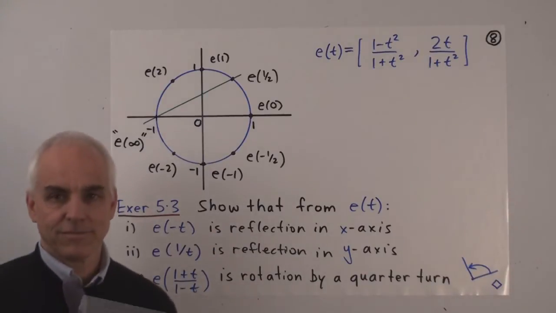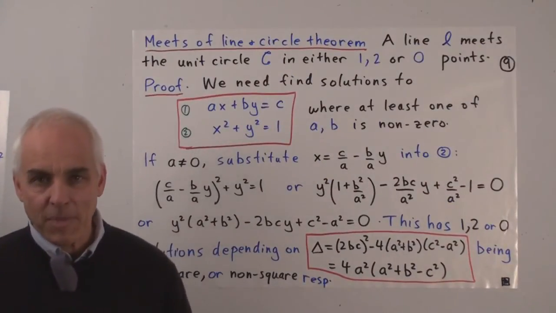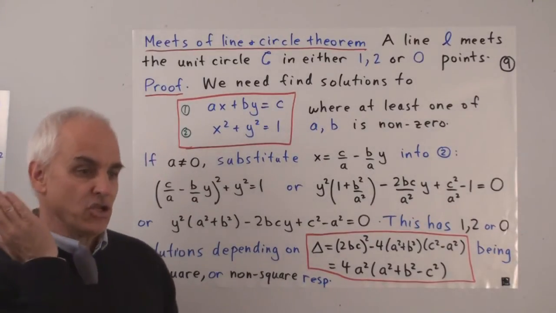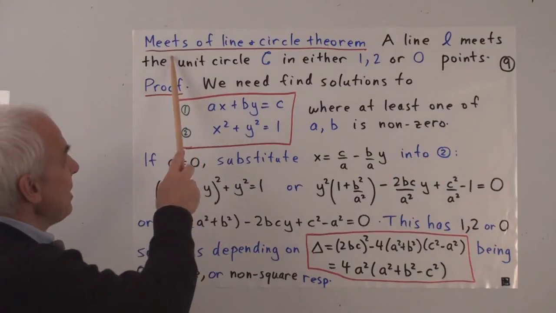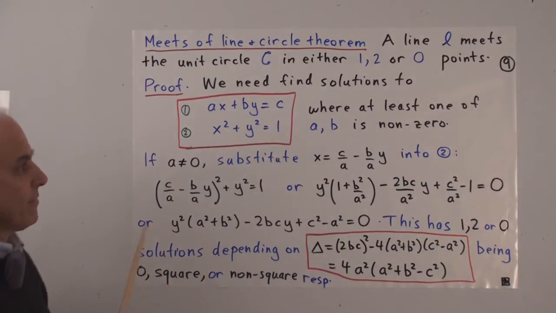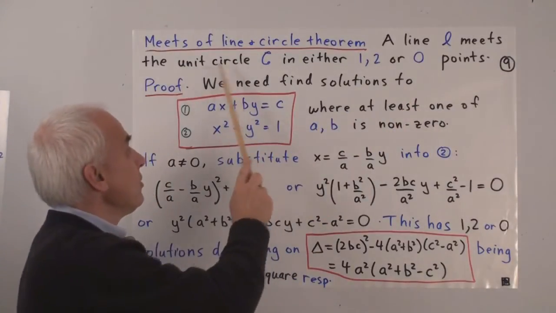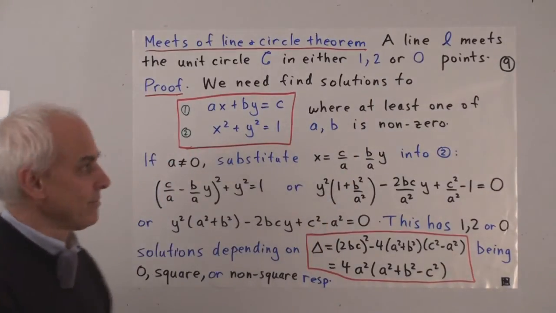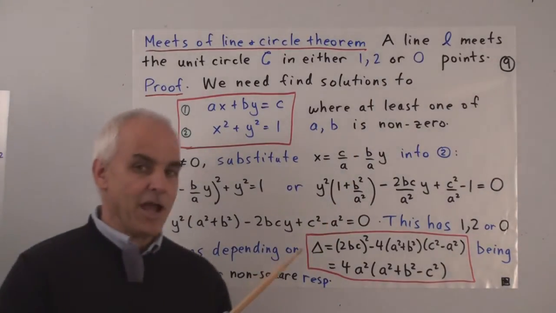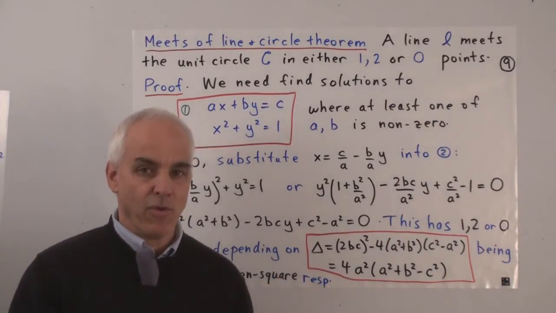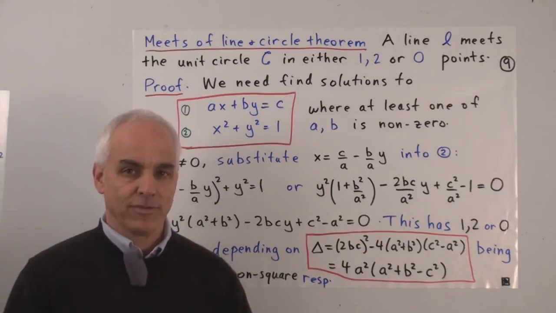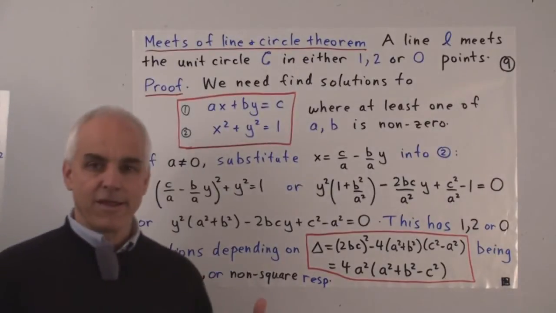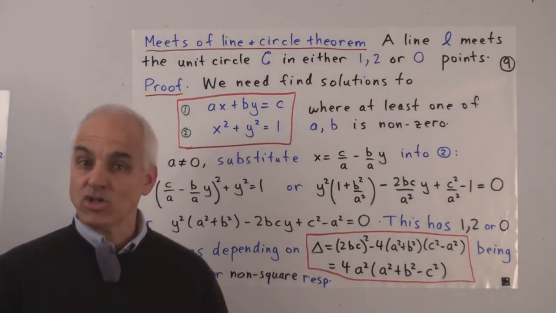That's a nice exercise. And our last theorem for the day talks about the intersection between our unit circle and a general line. It's the meets of line and circle theorem, stating that a line L meets the unit circle C in either 1, 2, or 0 points. A line does not meet a circle in 3 or 5 or 7 points, either in 1, 2, or 0 points. It's obvious geometrically, but it's nice to have some kind of algebraic manifestation of our geometrical intuition.